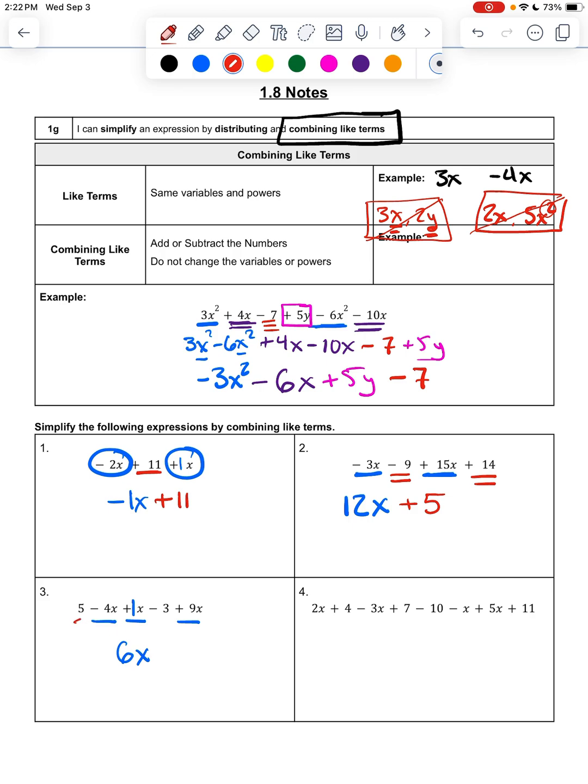What else do we have? 5 and negative 3, those are constants. 5 and negative 3. 5 minus 3 is plus 2.